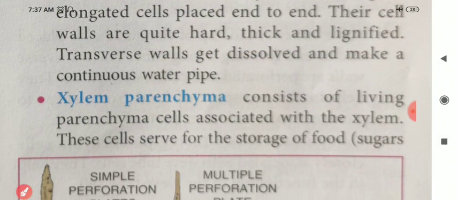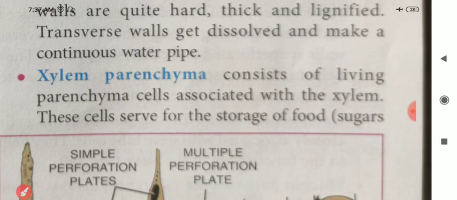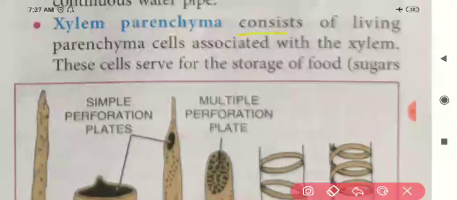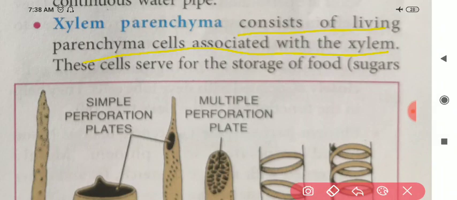Next we shall discuss xylem parenchyma. Xylem parenchyma consists of living parenchyma cells associated with xylem. What is the function of the xylem parenchyma? They serve for the storage of food. This line is the function of xylem parenchyma.